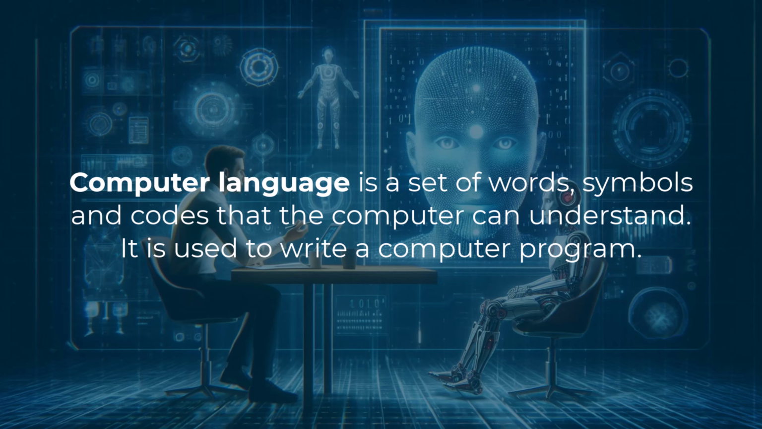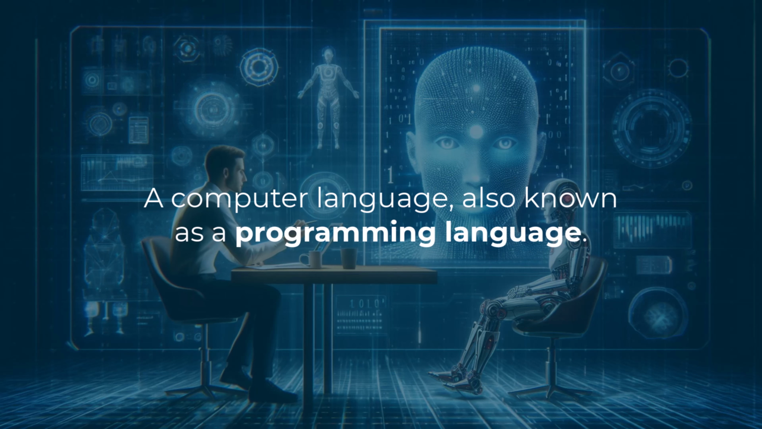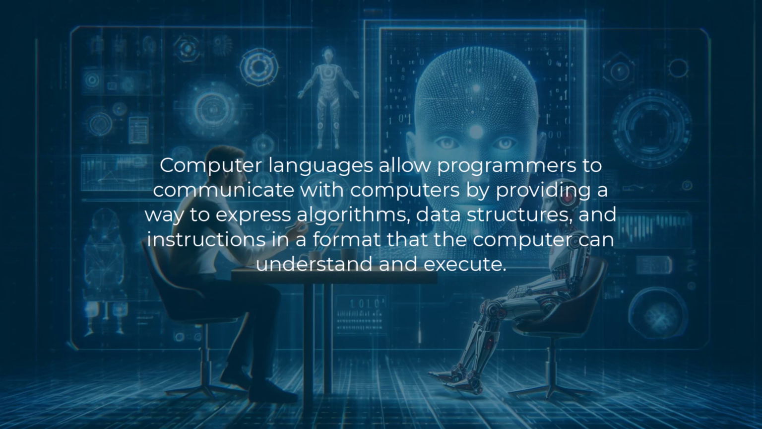write our computer programs. A computer language, also known as programming language, is a formal language comprising a set of instructions that produce various kinds of output. These instructions are used to create software programs which control the behavior of a computer or other programmable device. Computer languages allow programmers to communicate with computers by providing a way to express algorithms, data structures, and instructions in a format that the computer can understand and execute.